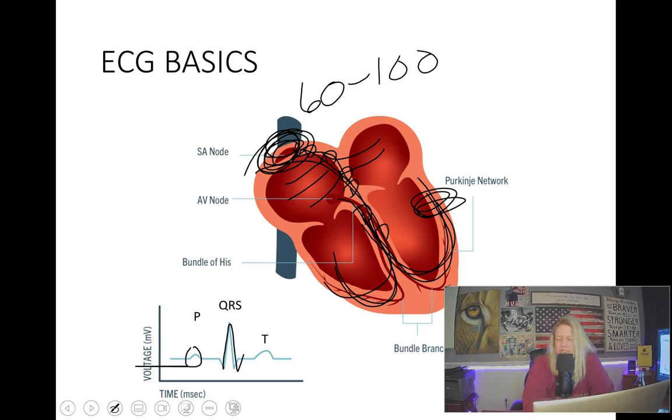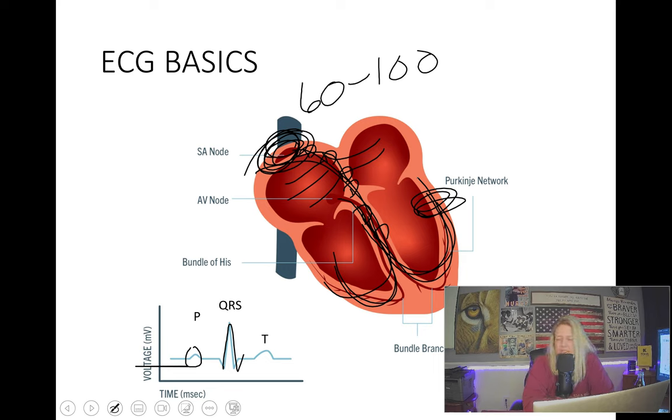Okay, so let's go on to the next slide here. All right, so normally, let's say this is the cardiac cell right here. In its resting state, sodium is in its highest concentration outside the cell, and potassium is in its highest concentration inside the cell. And there are channels in the cell membrane.